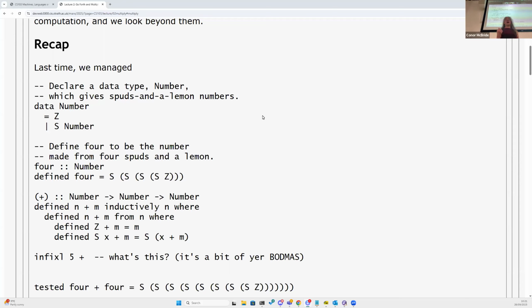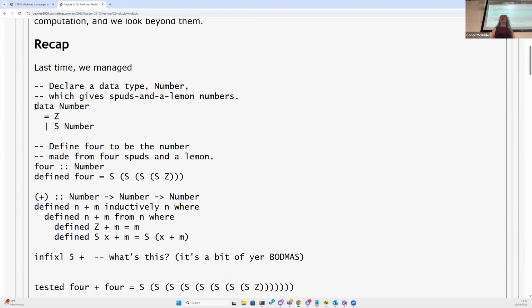We're going to have a quick look at where we finished last time. Last time we mucked about with models of numbers made from physical objects that you can buy in a shop. And part of the point of that was that these things are data. They just sit there. They don't do anything, but we can see them. We can inspect them. We can tell the spuds apart from the lemons. And that's how we compute.